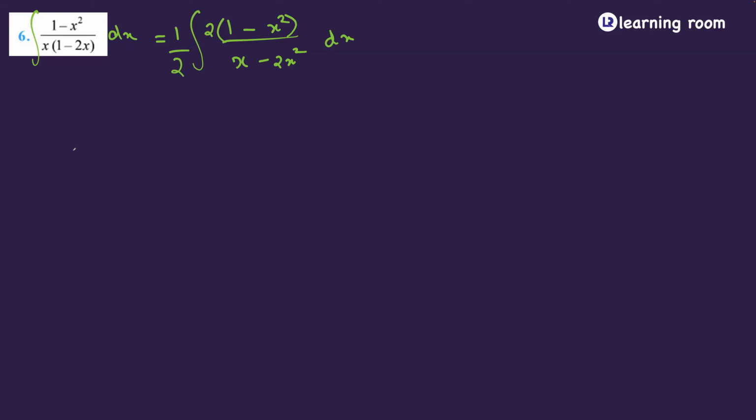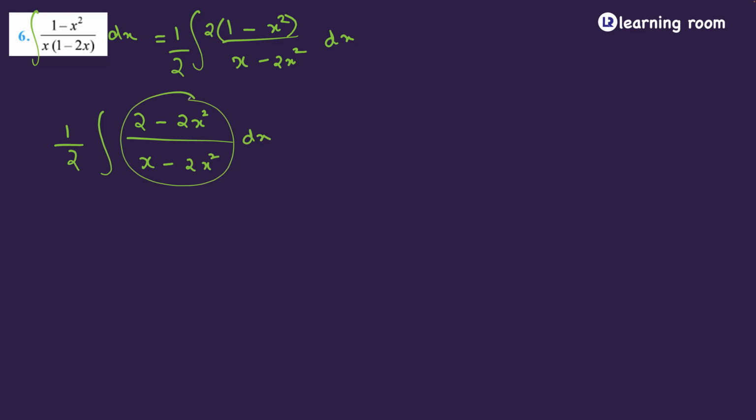Yes. So half into integral of 2 minus 2x square divided by x minus 2x square dx. So I'm taking only this term. I'm going to deal with it separately and then I'll bring it into the integral. So I take this 2 minus 2x square divided by x minus 2x square. So I have minus 2x square already present in the numerator. But what do I need as an extra term to get the replica of the denominator? I need an x. I need plus x. So what I will do is, I'll add an x and subtract x.